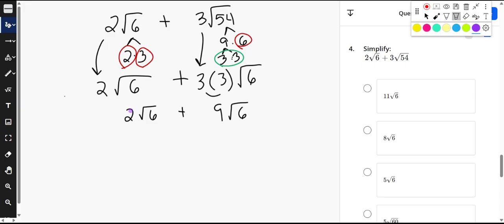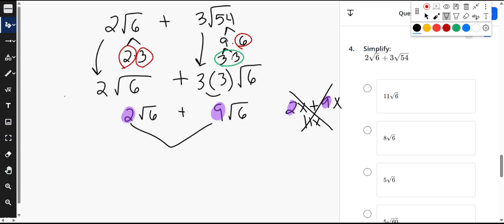And then this is where some students get confused. This is the same as saying like 2x plus 9x. If you combine those, you get 11x. What do you actually add? You add the coefficients only. You do not add the numbers underneath the radical. So, I know that's not what the problem was, but I know you are familiar with combining x's. So we're just going to combine the 2 and the 9. That gives us 11. And then we still have a square root of 6.